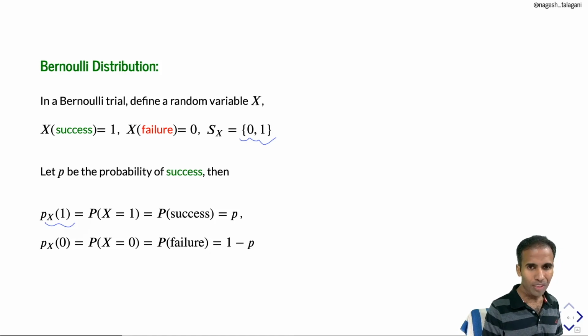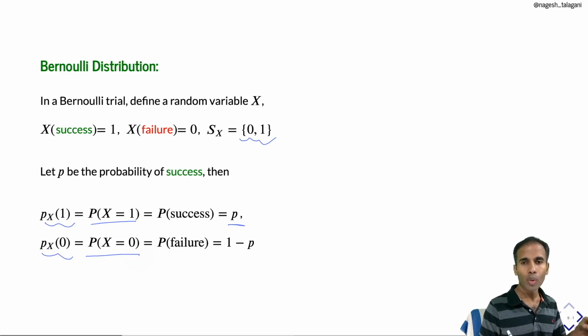P_X of 1, which is the probability of X taking the value 1. X takes the value 1 only when we have a success. So the probability of success is p, so P_X of 1 has value p. And P_X of 0, the probability of X taking the value 0. X takes the value 0 only when we have a failure. So the probability of failure is going to be 1 minus p. So this is the PMF.